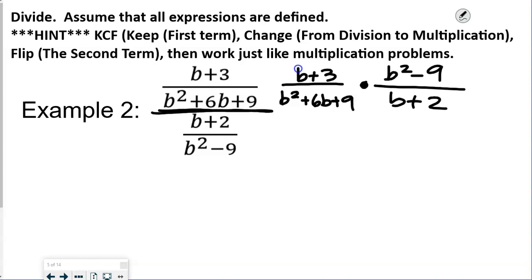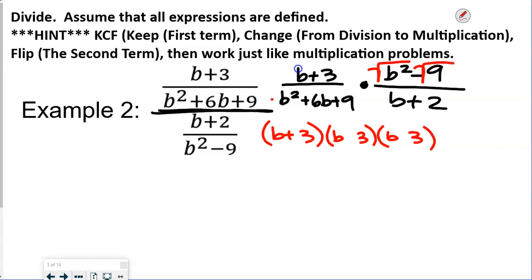So you should notice that there's some things that I could factor here. I can factor this term right here, and I can factor this one. So we're going to do the b plus 3 on top, and then we're going to talk about how we factor this term. We take the square root of b squared, that's b. We take the square root of 9, that's 3. And if you recall, if I have the difference of two squares, then I'm going to do plus and minus here. So those are all the terms that are on top now, right? Because when we're multiplying, we multiply across the top and we multiply across the bottom.